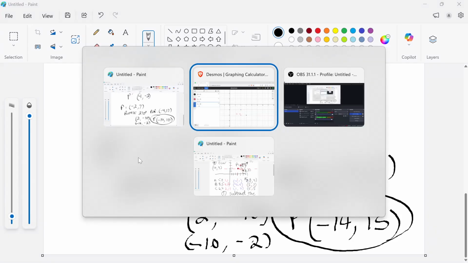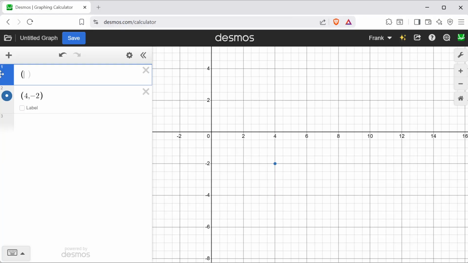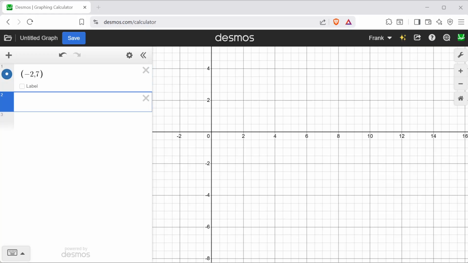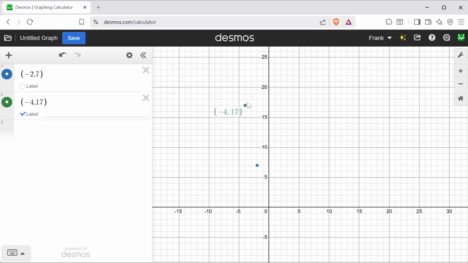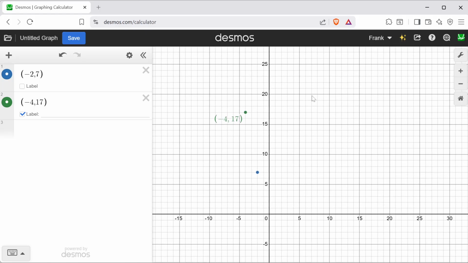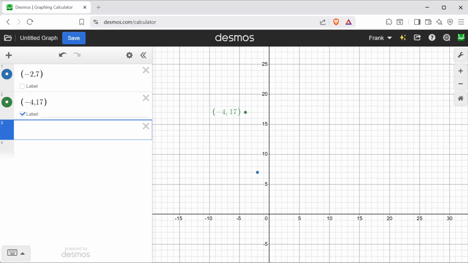So let me double check it. I will plot these just to show it. Negative 2, 7. And I want to go around this point, negative 4, 17. I'm going to label that one because that's the point of rotation. So there's the point I'm rotating about. So if it's 90 degrees, it's going to be somewhere around here. I'm pointing with my mouse. You can maybe see the mouse pointer there. And my claim is that it becomes negative 14, 15.